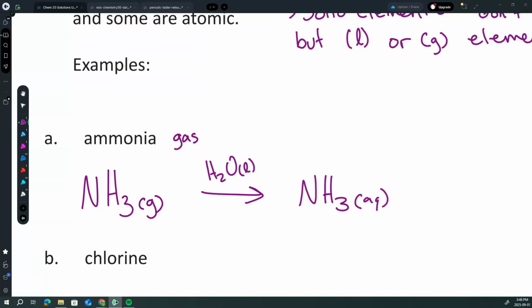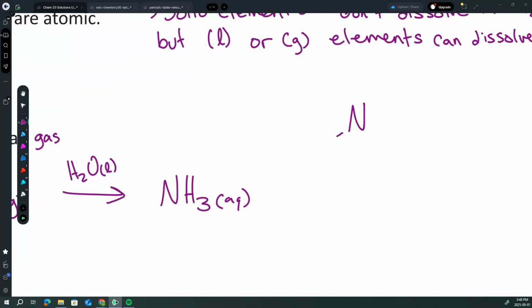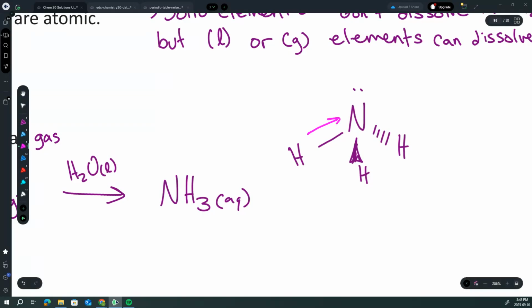How I know that it dissolves in water is two parts. One, I know that ammonia is polar. You can figure this out by drawing out the VSEPR structure of ammonia. Two, the second reason why I know that ammonia will dissolve in water is because it can hydrogen bond. So if we're drawing the VSEPR structure of ammonia, it's going to look like that. Nitrogen is more electronegative than hydrogen, so if you're drawing dipole arrows, that's what they look like.